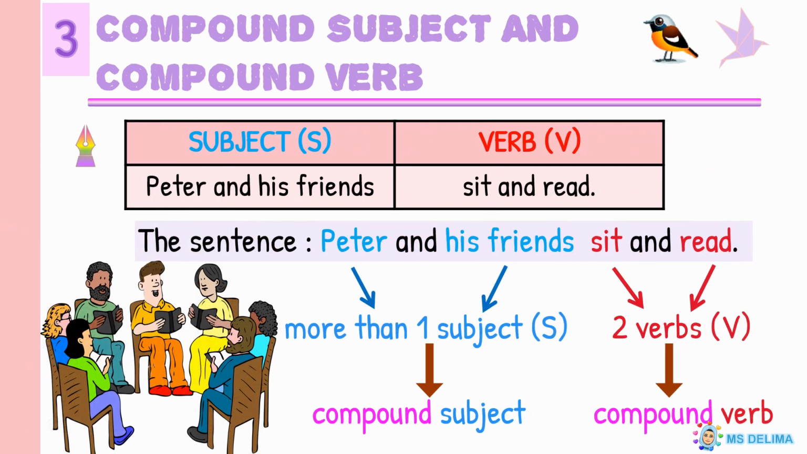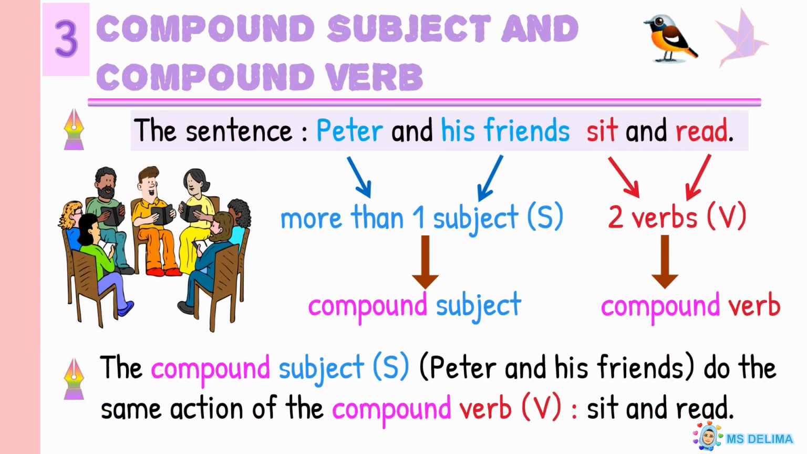Here is another example for compound subject and compound verb. In this picture, there are Peter and his friends, and they sit and read. So the sentence here is Peter and his friends sit and read. Peter and his friends are more than one subject, so there is a compound subject here, whereas sit and read are two verbs, so they are called compound verb.